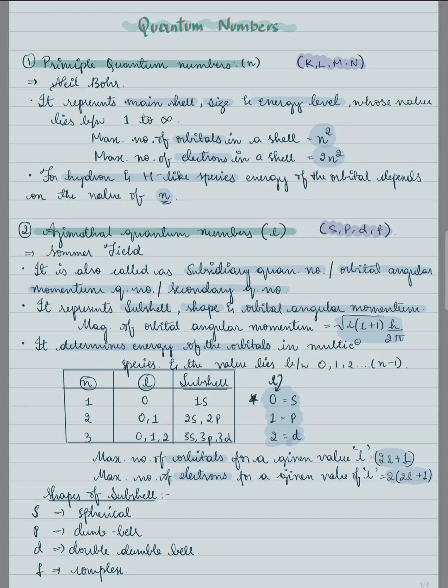First of all, the principal quantum number. It is basically K, L, M, N, which you know since your birth. It was given by Niels Bohr. You know who that boring person is, Niels Bohr. And it represents main shell, size, energy level. These are very important things.